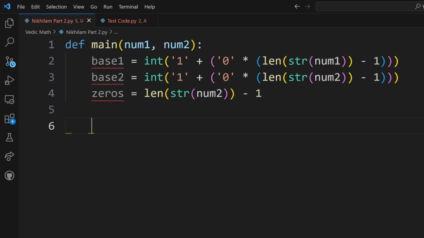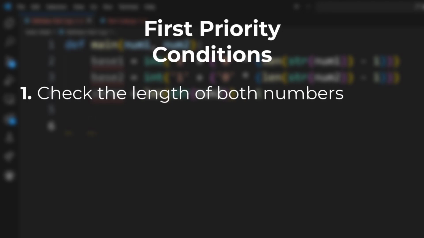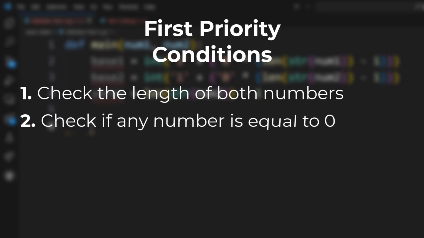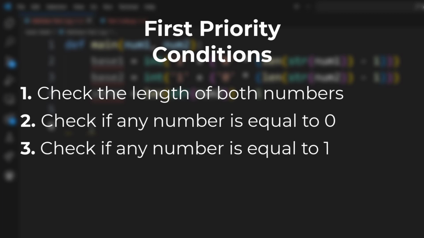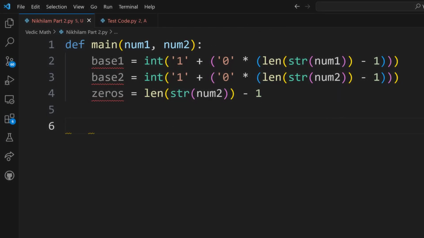After that, we can go straight to our first priority conditions. So we have 4 of them. Number 1 is if the numbers are not the same length, then the formula is not applicable. Number 2, if any number is equal to 0, return 0. Number 3, if any number is equal to 1, return the other number. And number 4, if both numbers are less than or equal to 5, then we can use the multiplication table. Because SwamiG expects you to know 5 times 5, not 12 times 12 for the multiplication table. So we can hard code that into our program. But we're going to do that at the end. Let's just do this first.